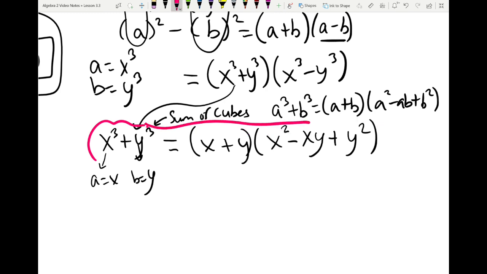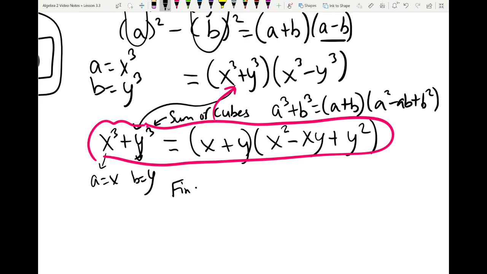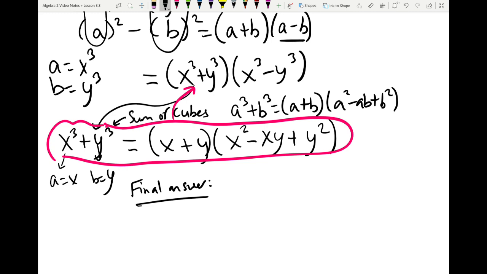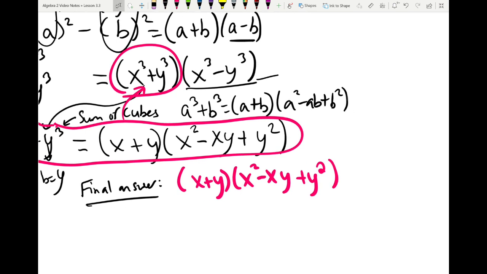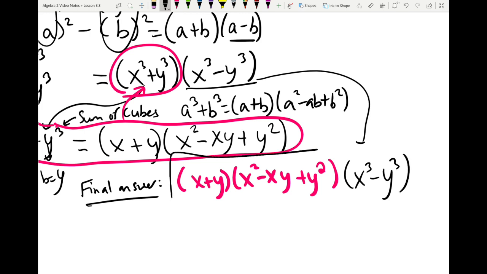So this guy that we just found gets plugged in here for our final answer. So our final answer is, we're going to plug this in there, so that's going to be in pink. So we have x plus y, x squared minus xy, this is the pink part, plus y squared. And then just rewrite that guy, just bring that guy down. And that's it. This is our final answer.